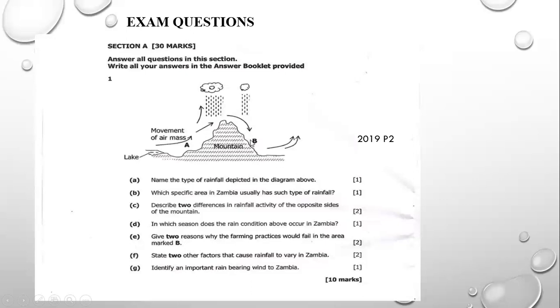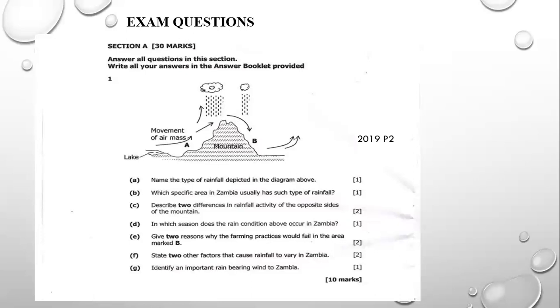Here you just need to use common sense. Since area B does not receive enough rainfall, it means there is drought and plants won't be able to grow. So one of the reasons farming activities would fail in area B is because there is very little or no rainfall, or there is drought. That is one of the reasons. Then the other reason you can give is that mountain slopes tend to have soil that is very thin, or soil which is not very good.